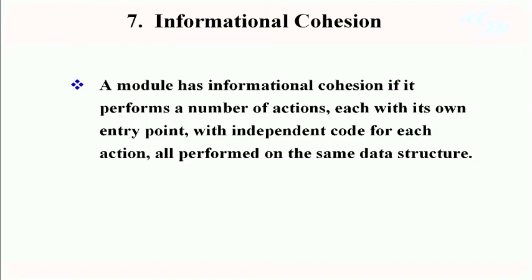Well, one more coherence. Informational coherence. A module has informational coherence if it performs a number of actions, each with its own entry point with independent code for each action, and all performed on the same data structure. So what is it?